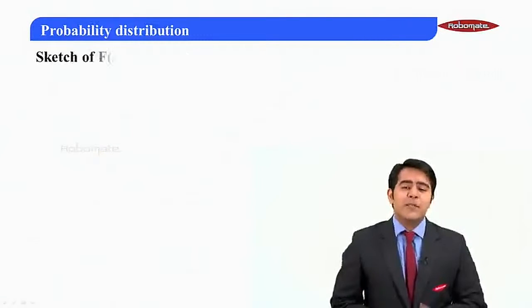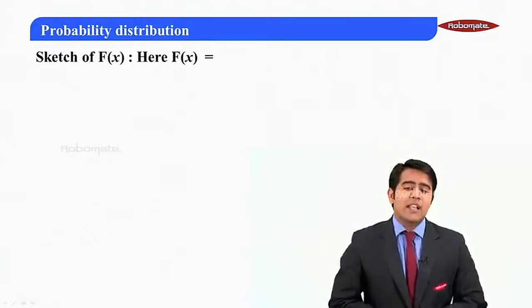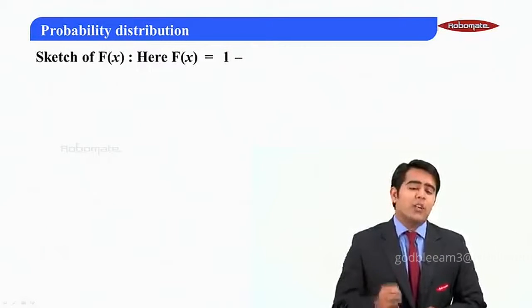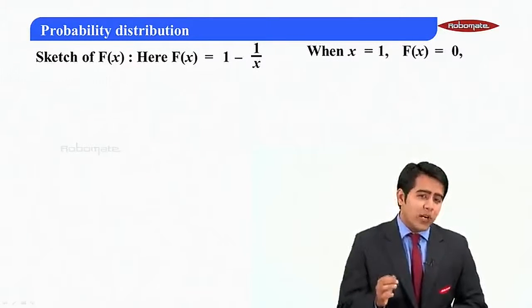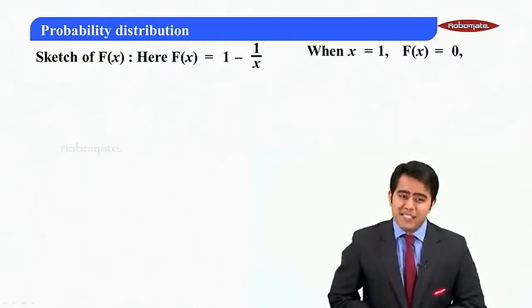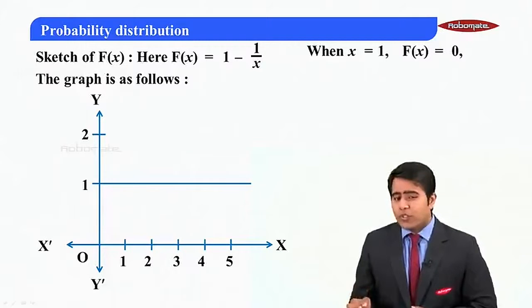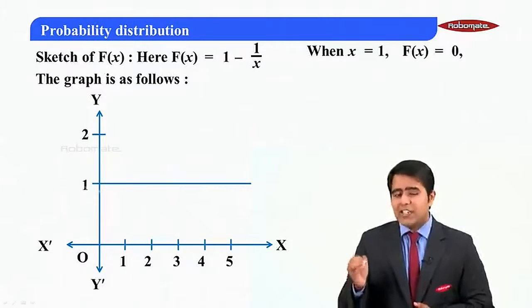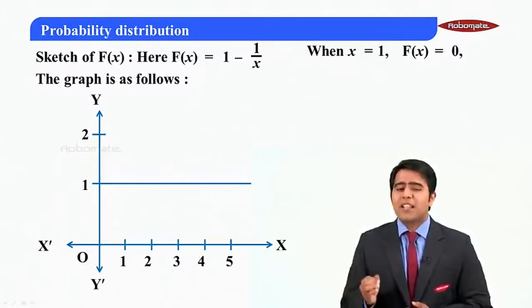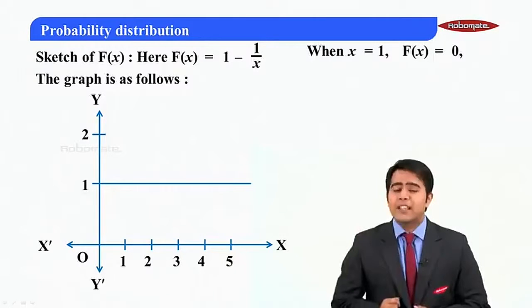Now moving further, here is the sketch of capital F of x, that is CDF. F of x was equal to 1 minus 1 upon x. So here we have to take values of x. When x is 1, F of x will be equal to 0. So the graph is as follows. Now if you observe, I have drawn a line parallel to the x-axis. Here it states that F of x can maximum go up to 1. The graph should not go above this line.